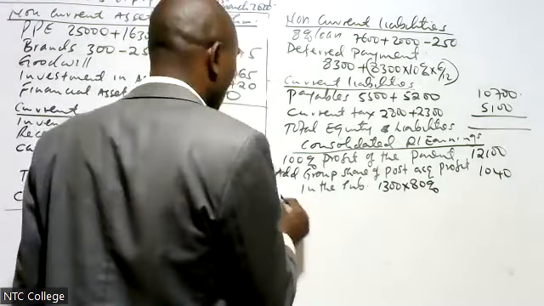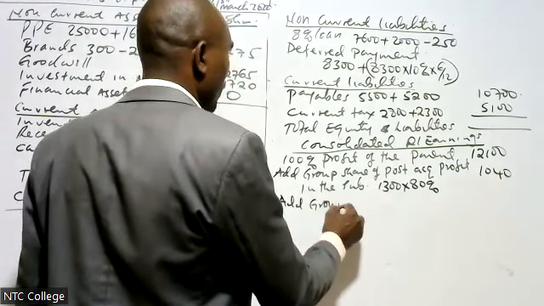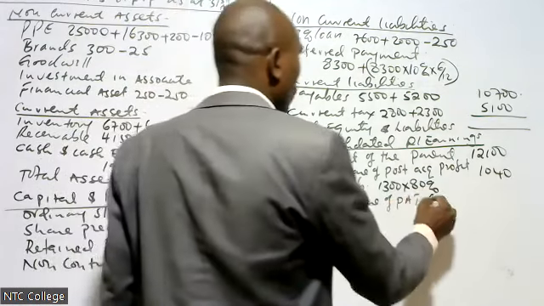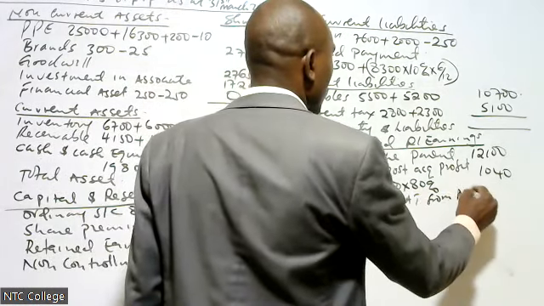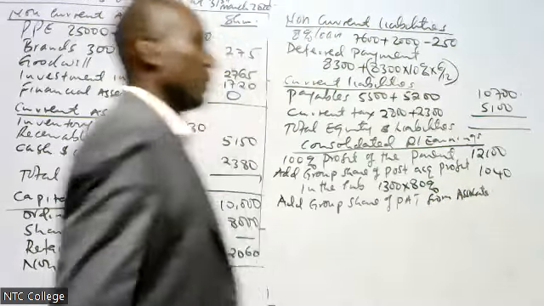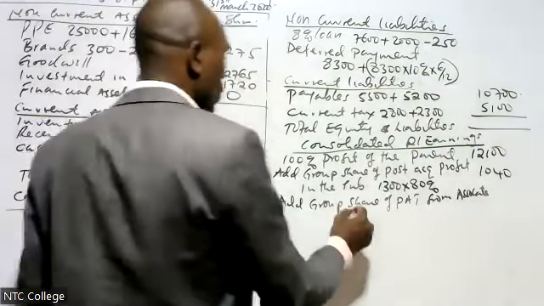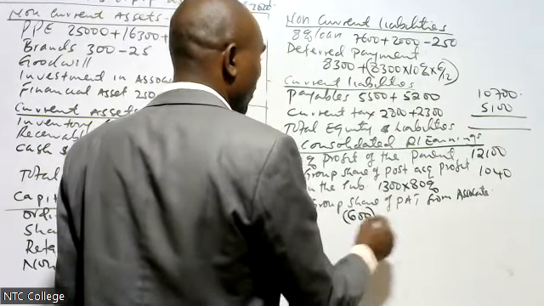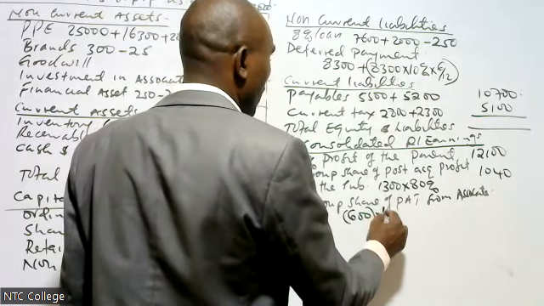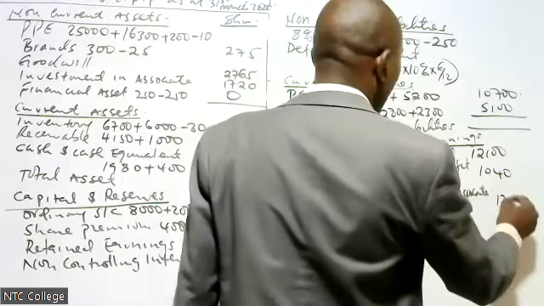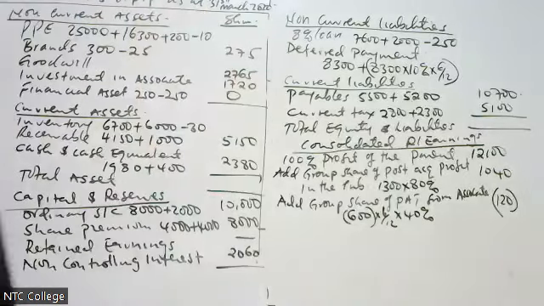Then I also add group share of profit after tax from associate. It is part of the retained earnings of the parent, which will be a loss of 600 times 6/12 times 40%, which is 120 loss. Therefore, I deduct it because it's our loss.